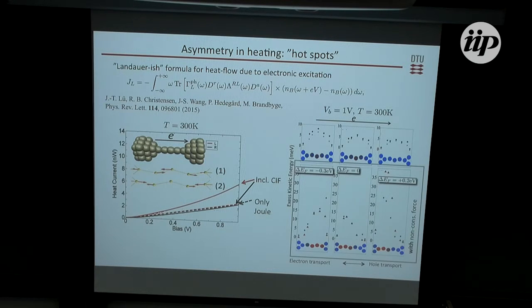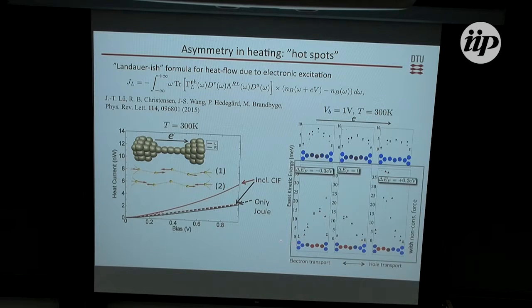Now, this is another way to put it here. This is at 1 volt bias. What you see here, that's the kinetic energy, the excess kinetic energy of the atoms, how it's distributed. And up here in the upper panel, that's when we only have the fluctuating forces. And down here we have included the current-induced forces, these kind of water wheel forces.